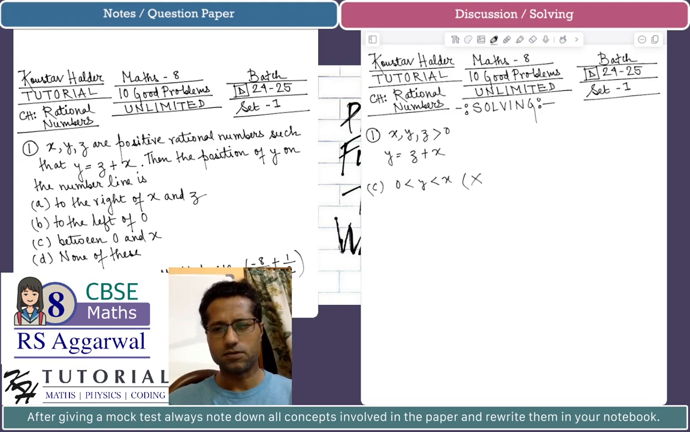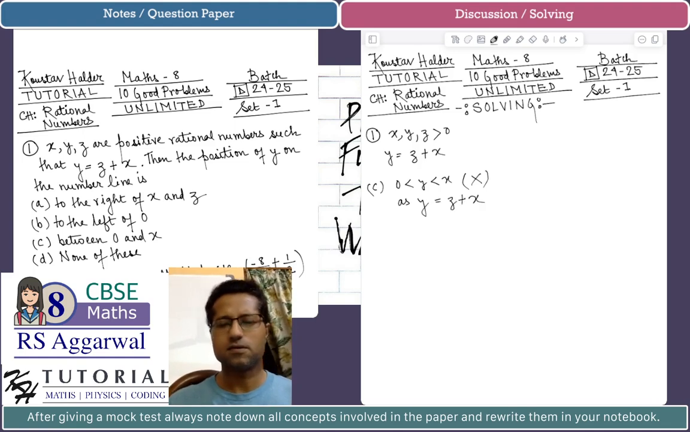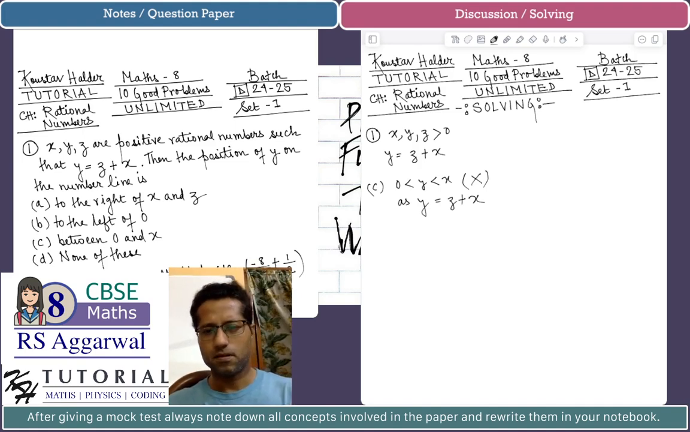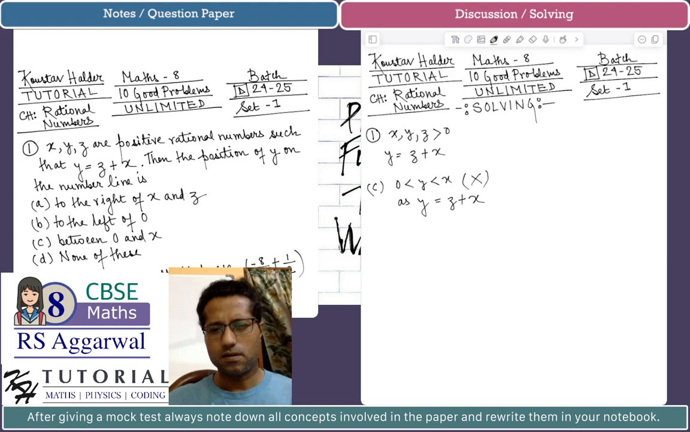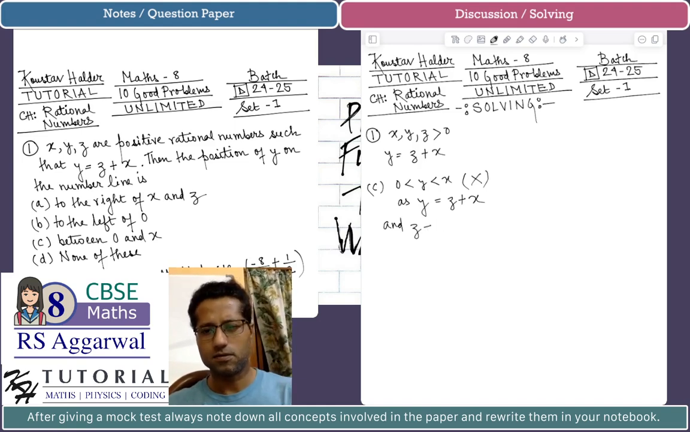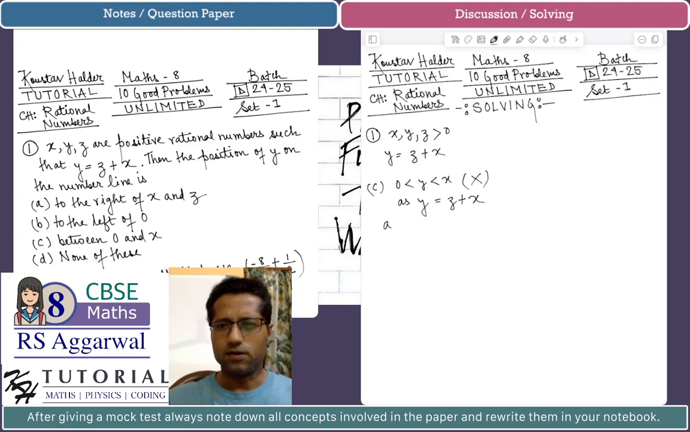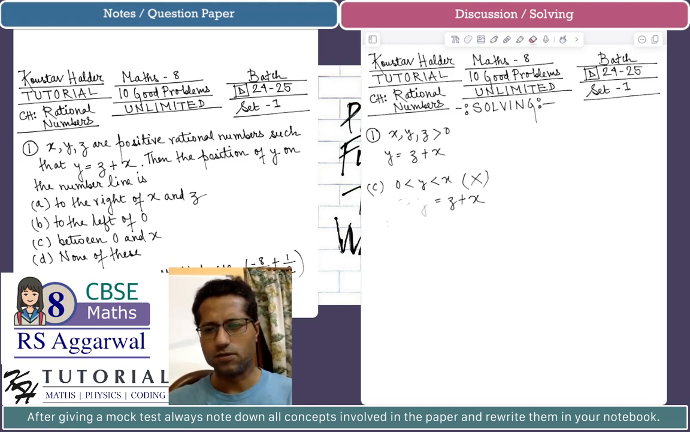This is false. Why? Because as y is equal to z plus x, this is greater than x and z plus x. Now okay, let's try to understand this, why this is false, a little step by step.